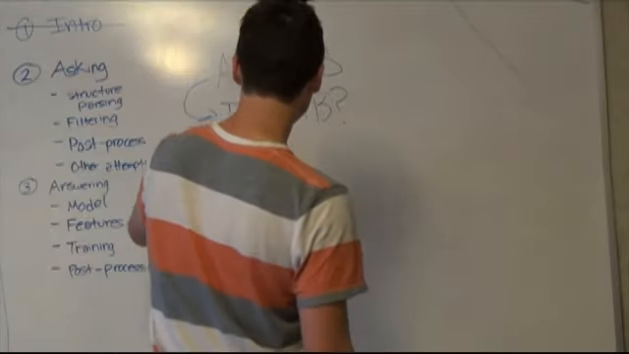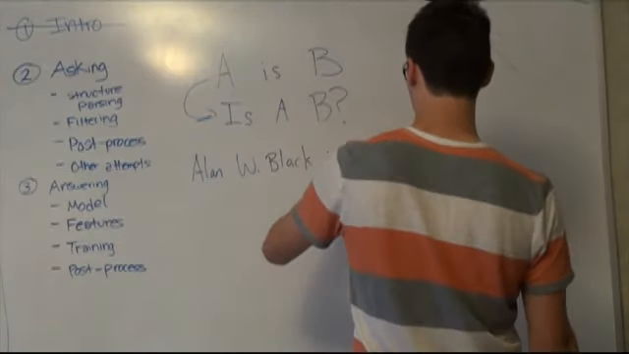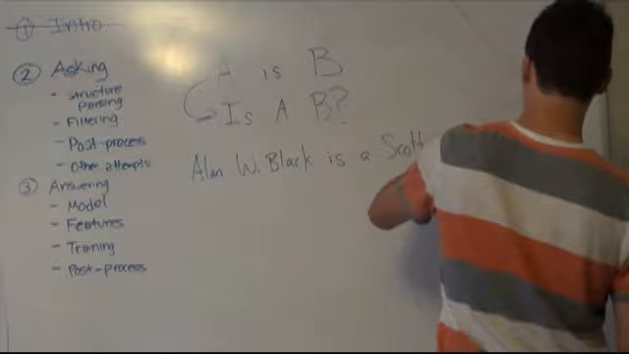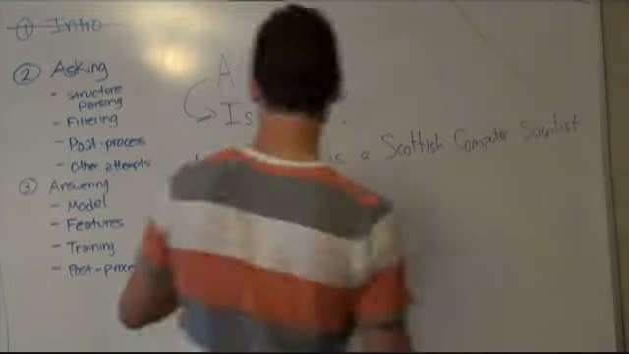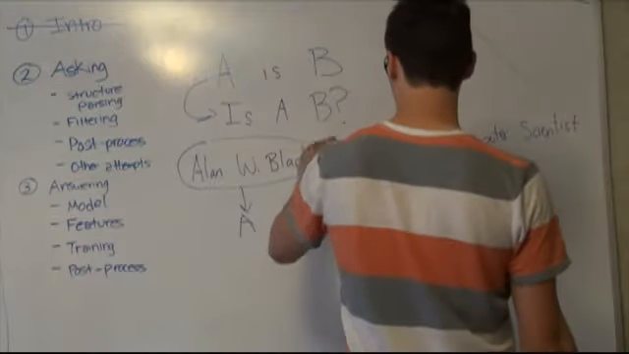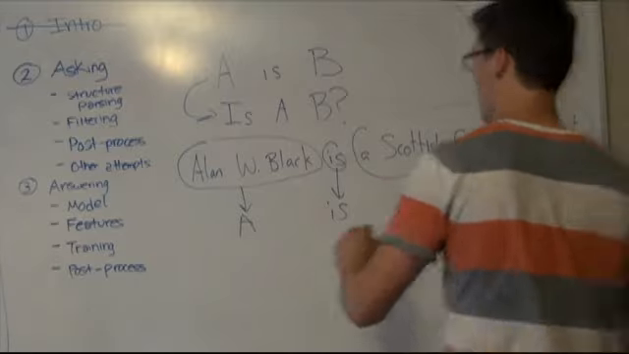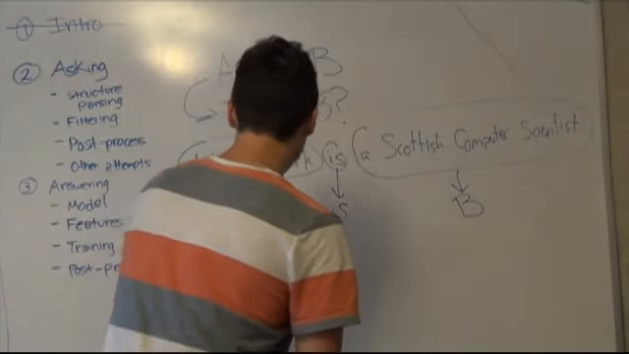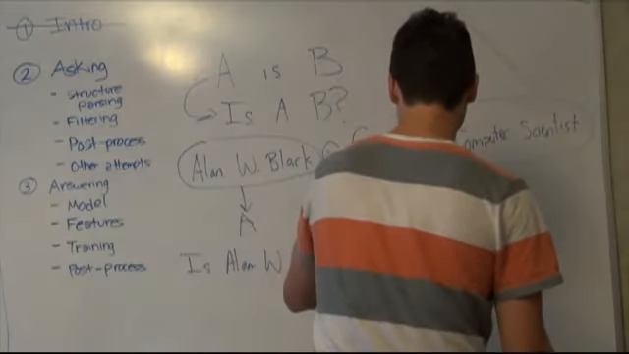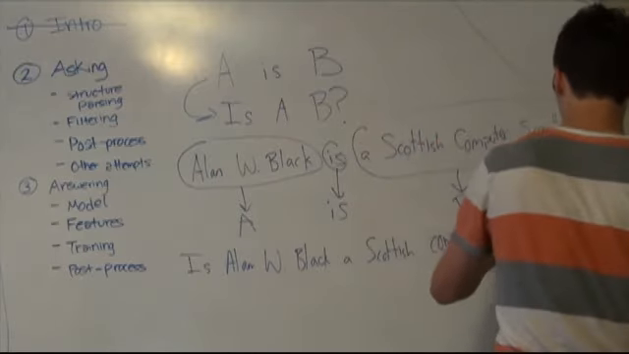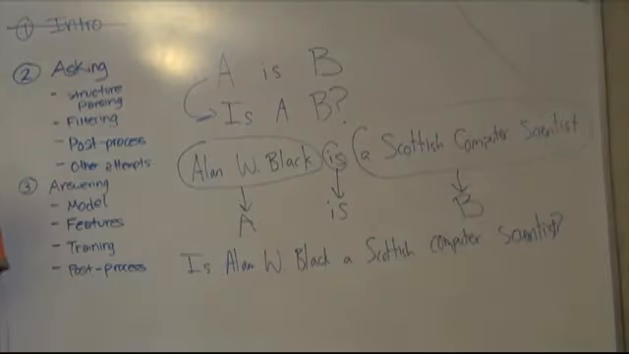An example of a basic template that we used is A is B, which can be arranged into a question of the form, is A B? So say the article had the sentence, Alan W. Black is a Scottish professor of computer science. This sentence would match the A is B template and be arranged to create the question, is Alan W. Black a Scottish professor of computer science?